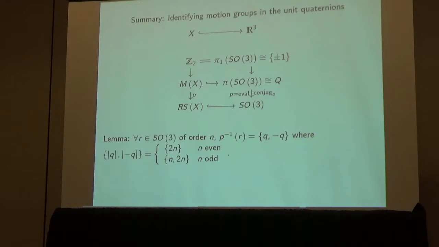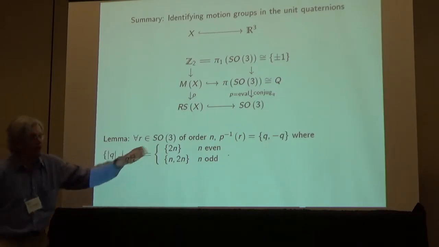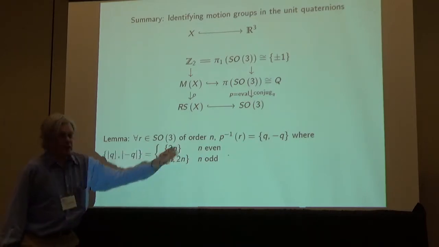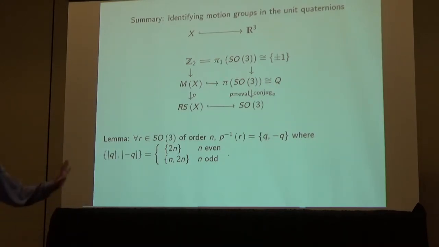So first of all, there's an interesting little lemma here, group theoretic, about how this covering works. If you take an element of SO3 of order n, for example, an nth of a turn, then the inverse image up in the unit quaternions consists of 2 unit quaternions, q and minus q. And what about their orders? The orders of the inverse images of a rotation in SO3 are either both of order 2n if n is even, or one is of order n and the other is of order 2n if n is odd. This is not too hard to figure out, but this is what happens.